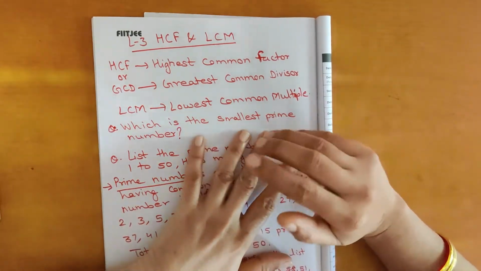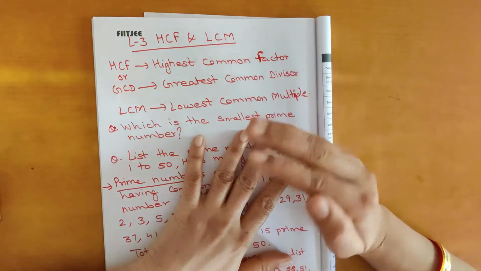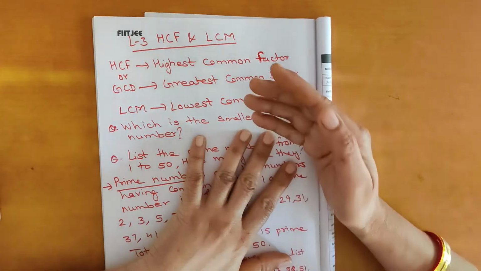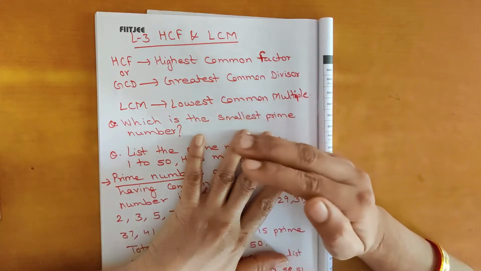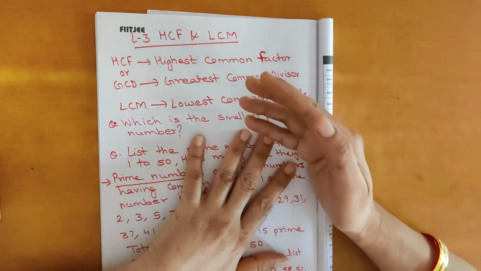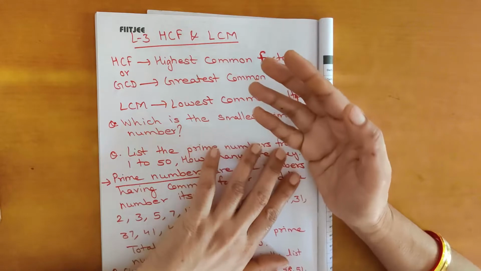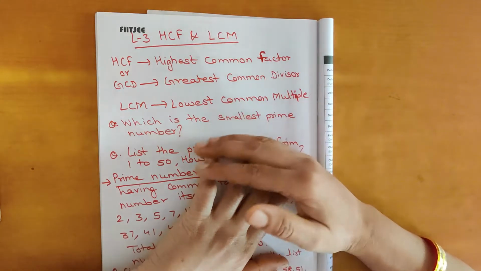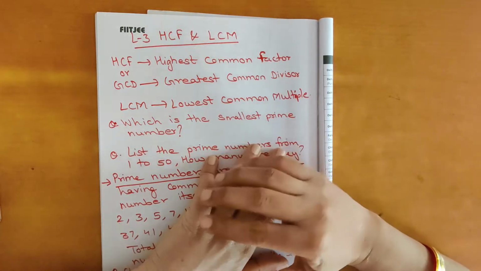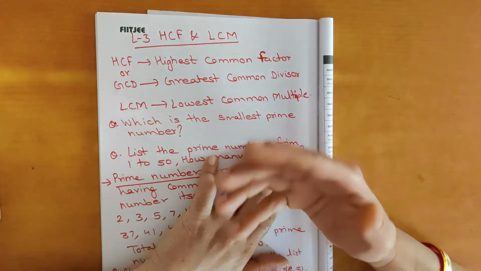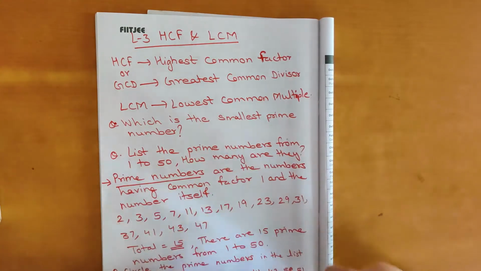Now all are familiar with prime numbers and composite numbers. What are prime numbers? The numbers whose factors are 1 and the number itself are known as prime numbers. And what is a composite number? The numbers which have more than 2 factors are called composite numbers.